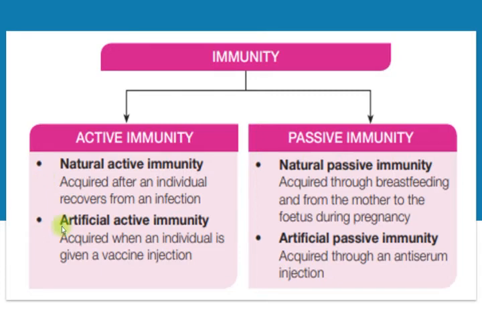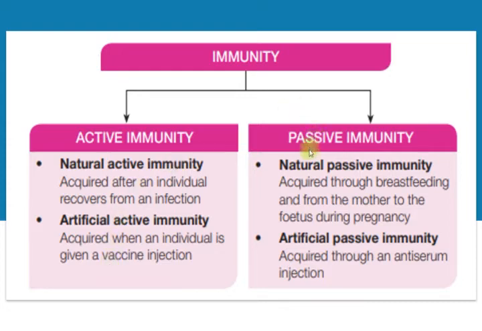Second one, artificial active immunity, is acquired when an individual is given a vaccine injection. Same as our situation now, where people are given vaccination against COVID-19 to get artificial active immunity. That is referred to active immunity.